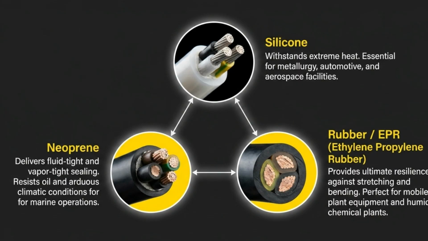Other insulation materials meet specific needs. Silicone is essential for extreme heat environments like metallurgy. Neoprene provides fluid-tight sealing for marine operations. Rubber, or EPR, delivers resilience against stretching, perfect for mobile plant equipment.